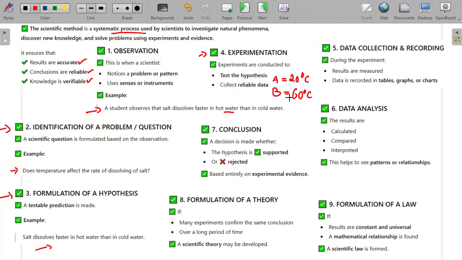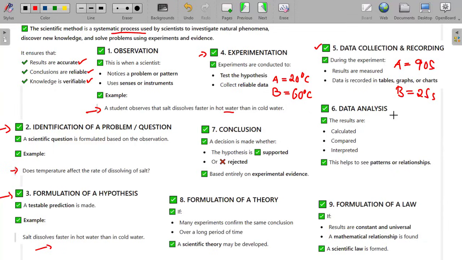So from that experiment, we are now going to collect data. This is step number 5 here. Here I was saying results are measured, data is recorded into tables, graphs, or charts. For example, after doing the experiment, the salt that you put in beaker A dissolved completely after maybe 90 seconds. And the salt that you put in beaker B, which had hot water, dissolved after 25 seconds. Those are going to be your data collected.